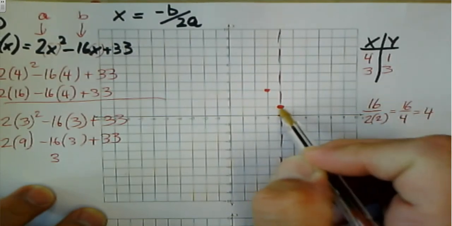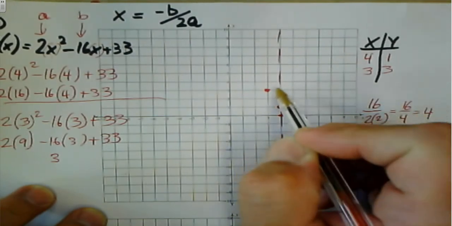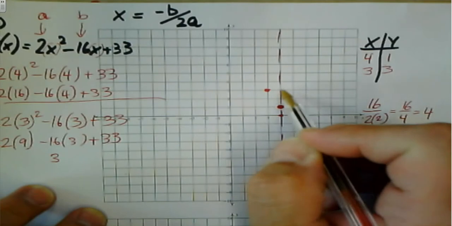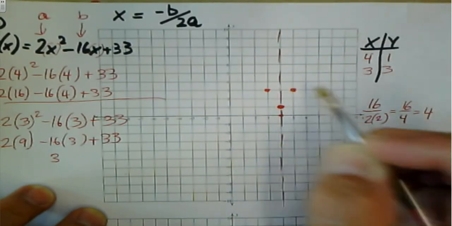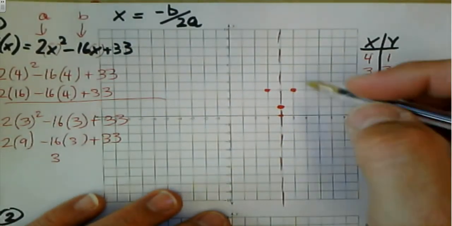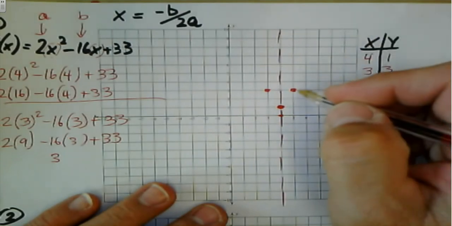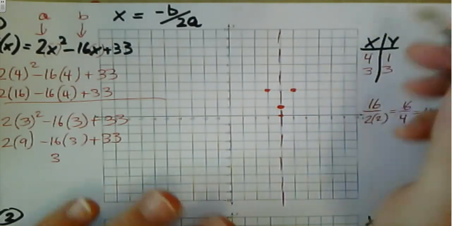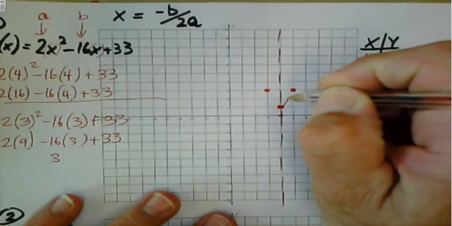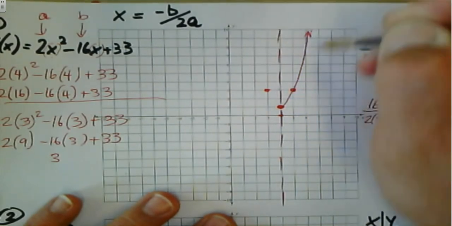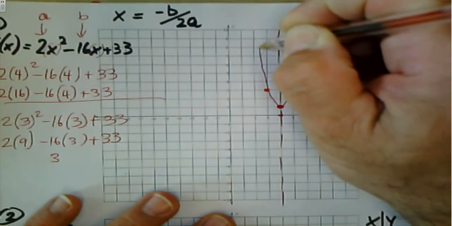Now, from my vertex, I went up 1, 2, and over 1. So I'm going to go 1, 2, and over 1. Now, here's the thing. You do not draw a straight line. You don't keep going with a slope because this is not a slope. It is a curvy line that goes up and out.